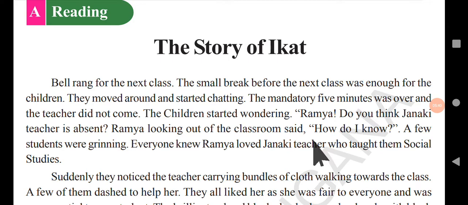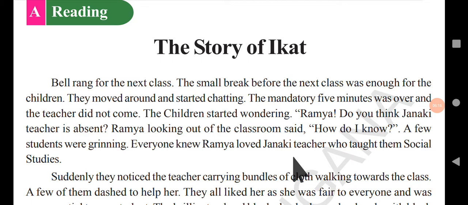Ramya, do you think Janaki teacher is absent? Ramya, looking out of the classroom, said, "How do I know?" So immediately there was someone who asked, Ramya, do you know about Janaki teacher? Did she come to the class or not? And immediately Ramya said, "How do I know? How can I know?" And immediately a few students were grinning. It is not just laughing, it is just a small smile. So everyone knew Ramya loved Janaki teacher who taught them social studies.